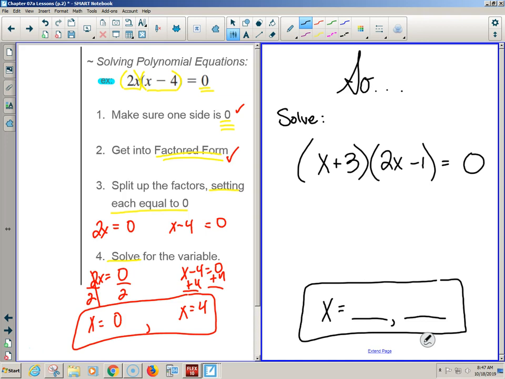Cool. Coming back. So, is one side 0? The answer is yes. So, the second one says, get into factored form. Now, the nice thing is, at this level, you don't even need to actually do this. Just recognize it. We're having a test at this point after section 7.4. It's next week after a couple days of reviewing.